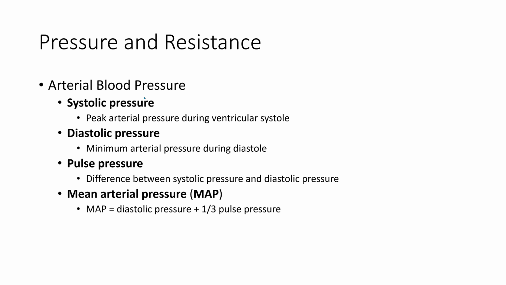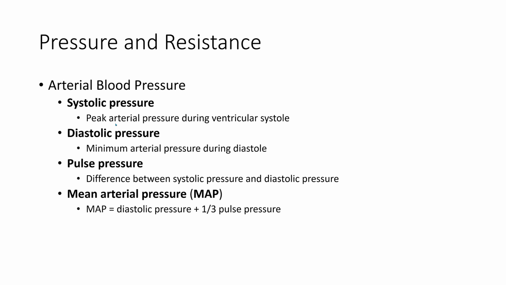So the rest of the stuff we covered a lot in lab. We talked about the systolic pressure and the diastolic pressure. The systolic pressure is the peak pressure during ventricular systole, and the diastolic pressure is the minimum arterial pressure during diastole when the heart is relaxed. The pulse pressure is the difference between them. As we've seen in lab, there is a quick and easy way to calculate the mean arterial pressure, which is really closer to the heart end.